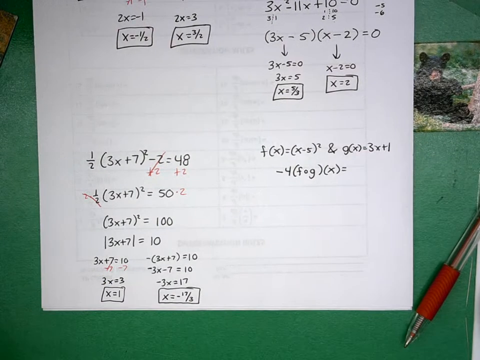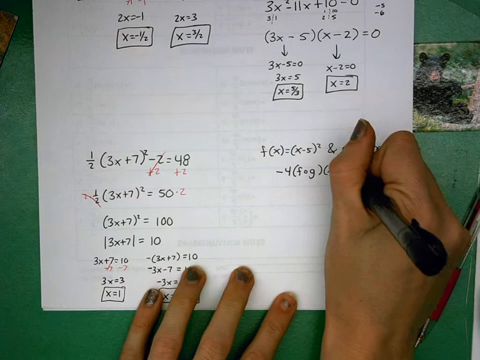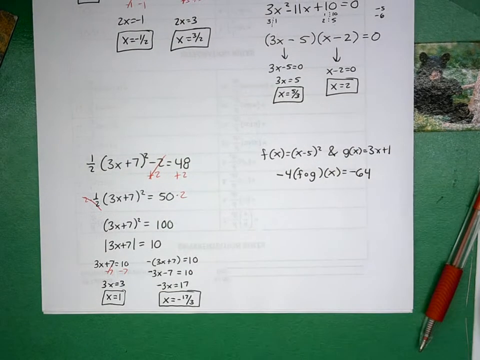oh, 1 second, let me double check something. I want to make sure I give you a good problem here. And I wrote it down wrong. Okay, we are making this equal negative 64. Okay, go ahead and pause the video, give this one a shot, restart it when you're ready.